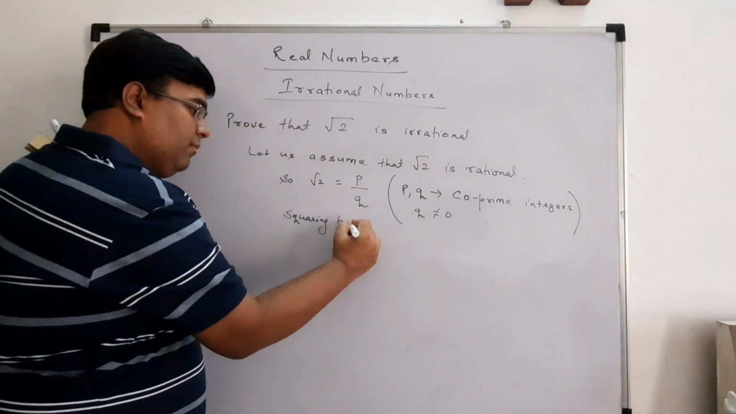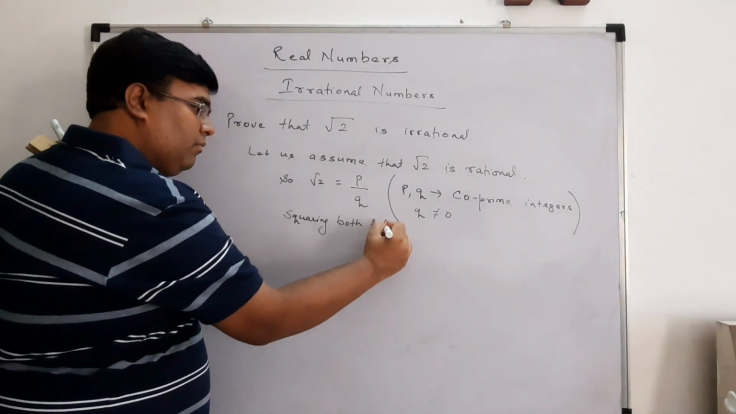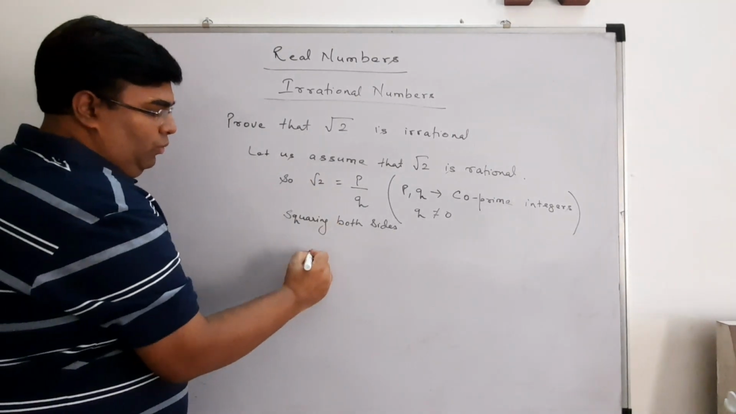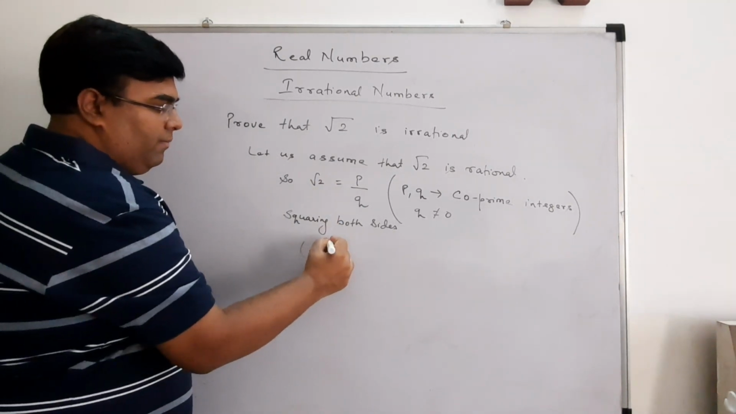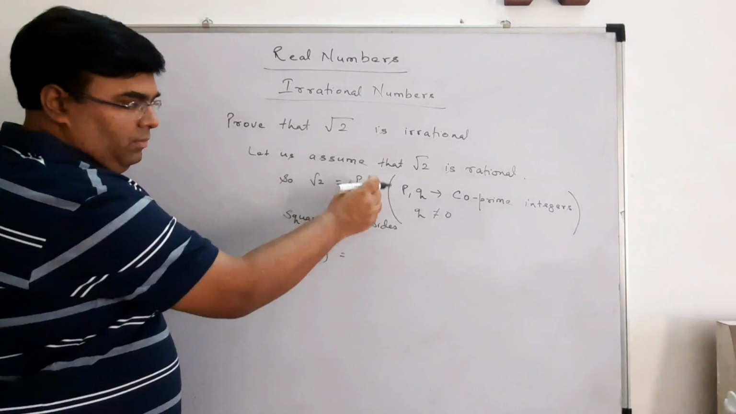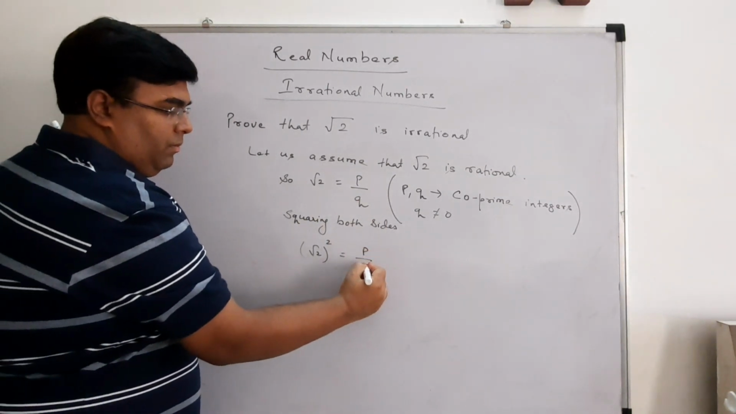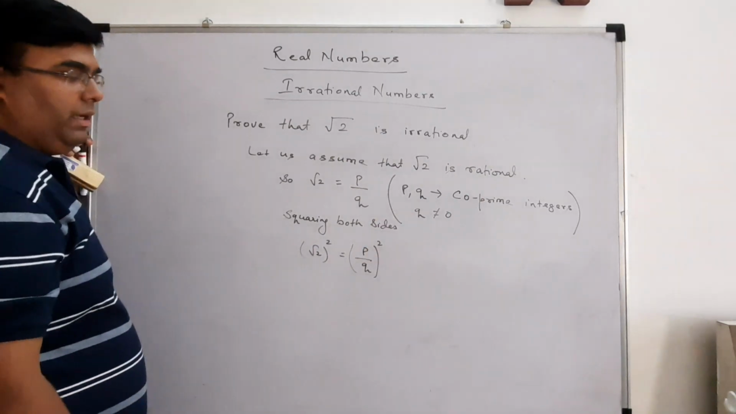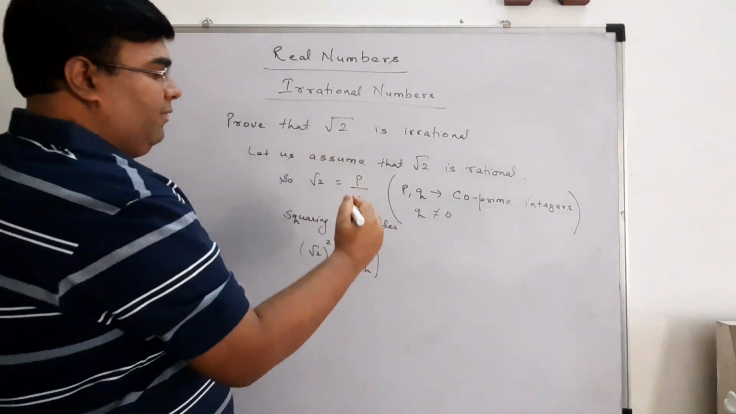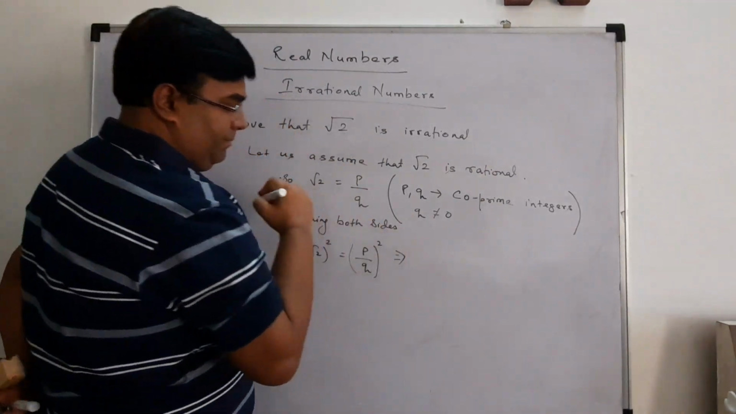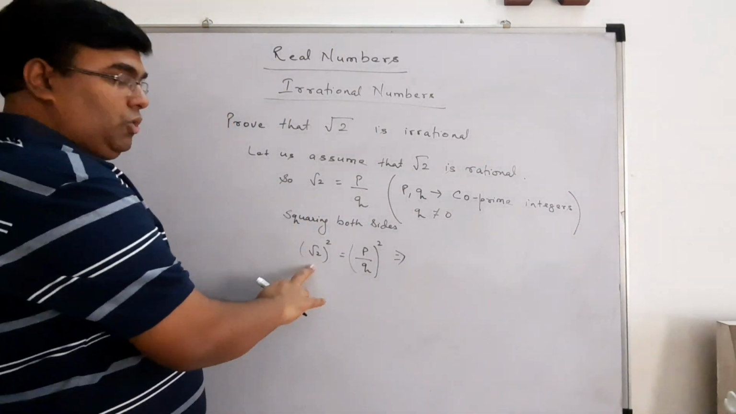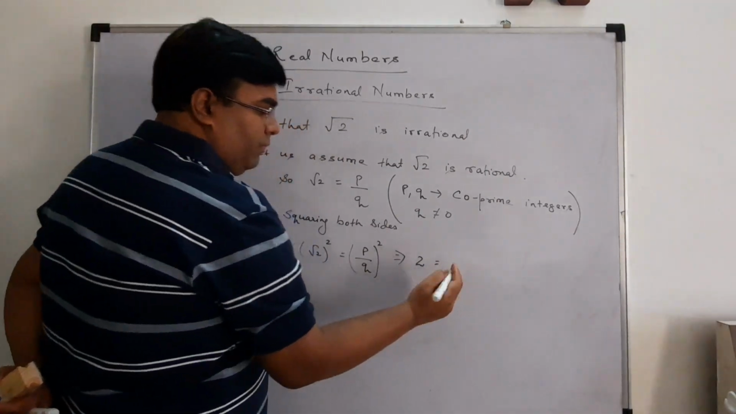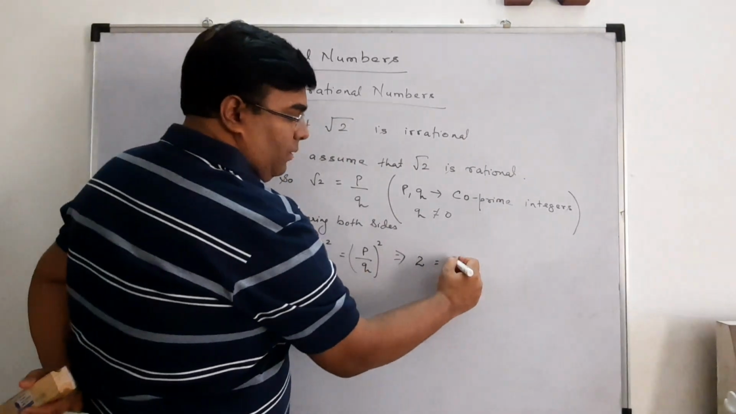Squaring both sides. What will we have? Root 2 square is equal to p by q square. Correct? Now what will we do? Next step, root 2 square is what? 2, and p square by q square.